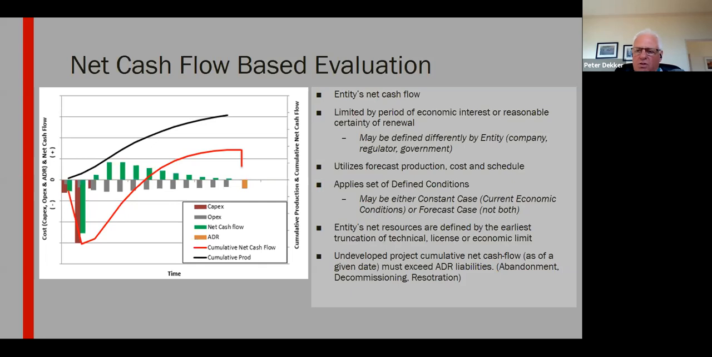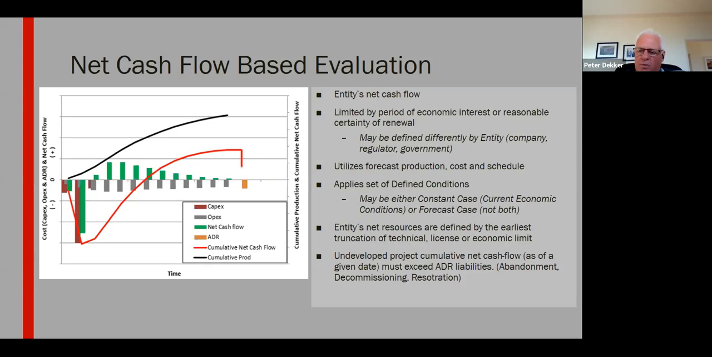It utilizes forecast production, cost, and schedules, and applies a set of defined conditions. It may either be a constant case, so current economic conditions, but you have to state it's current economic conditions if they are used for the forecast, or it's a forecasted case where you tell what the forecasted case is, but you cannot use both, or mix it. It's either current or it is forecasted. The entity's net resources are defined by the earliest truncation of technical, license, economic limits. So once you've reached this, then the resources stop.